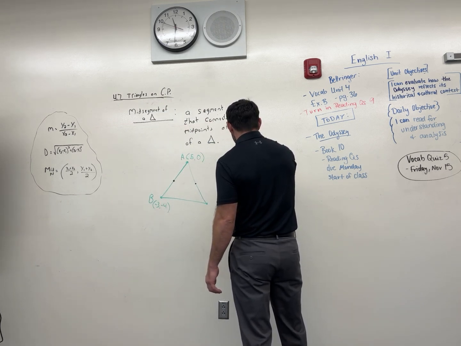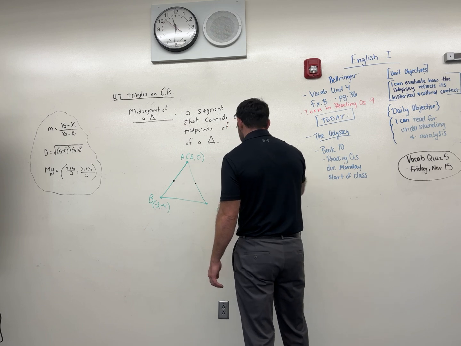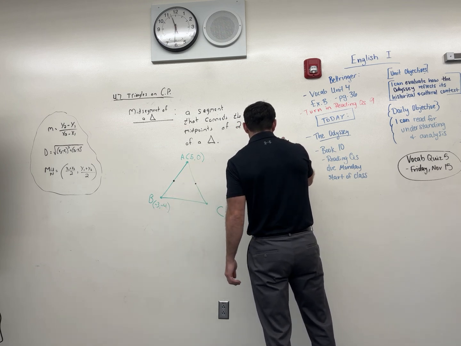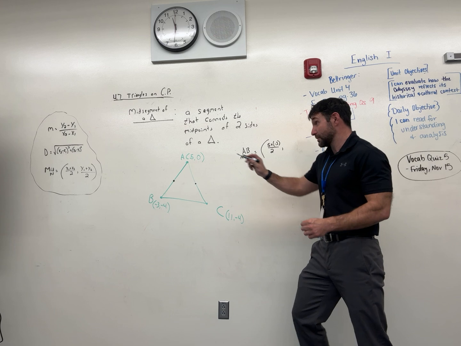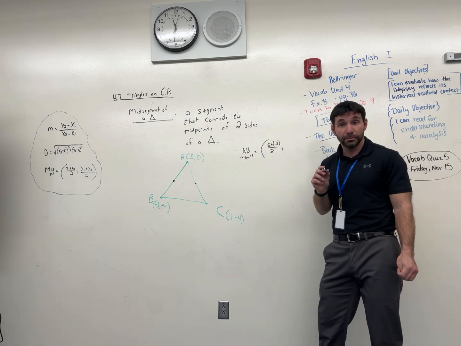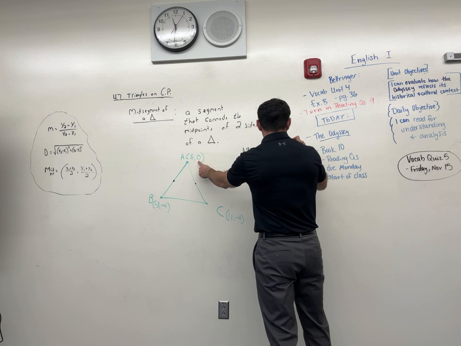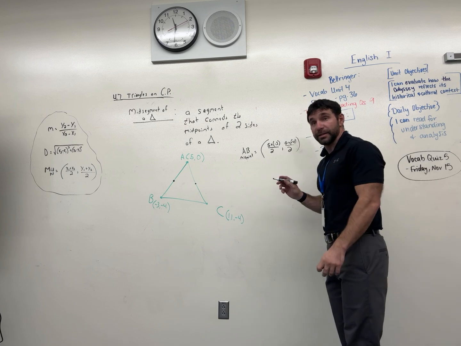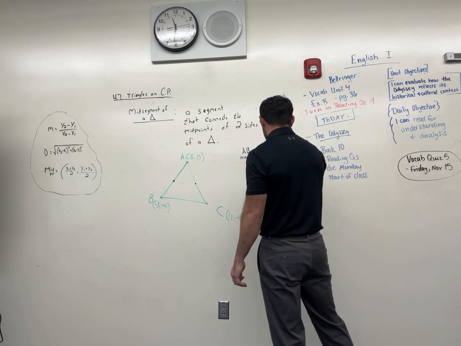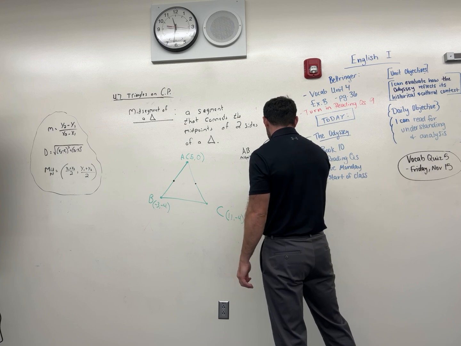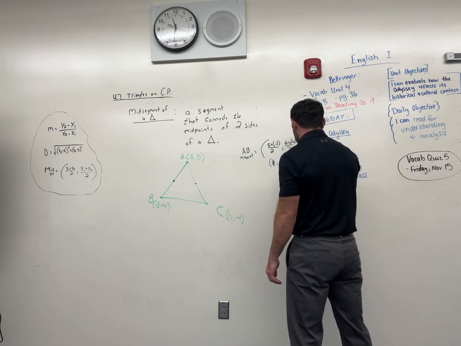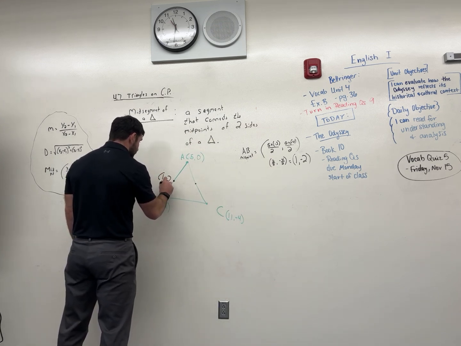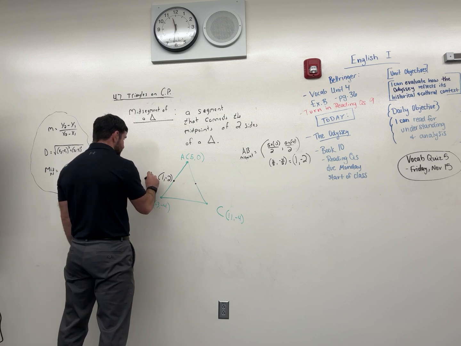So AB's midpoint is going to equal x plus x divided by 2. It's a midpoint. We're using that midpoint formula. 0 plus -4 divided by 2. So AB's midpoint is now 2 divided by 2, comma, -4 divided by 2, which is 1, -2. So we're going to call this point 1, -2. Let's call that D.